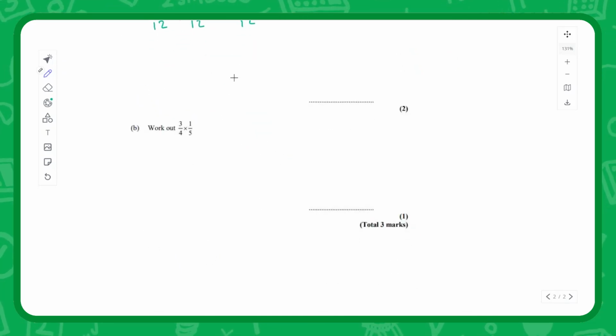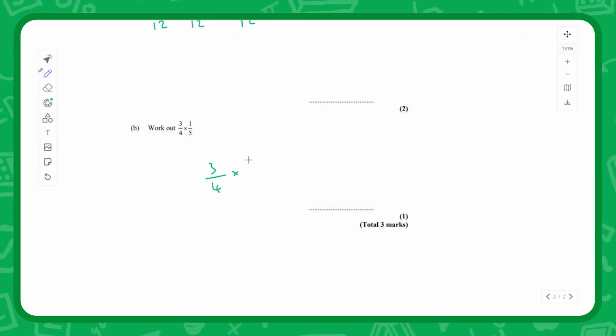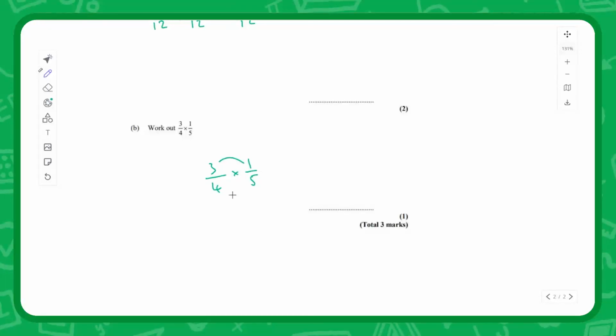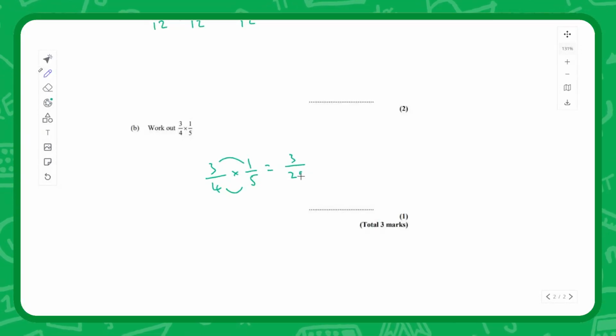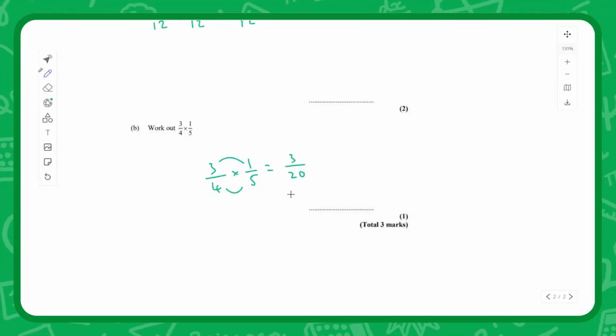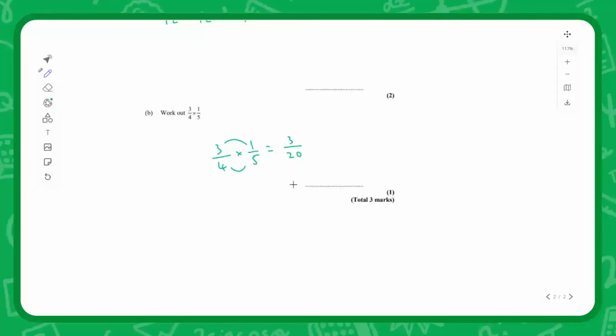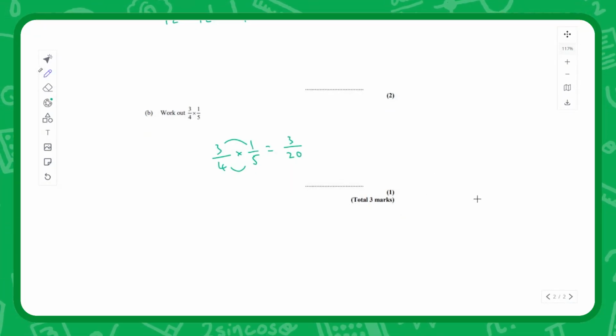Right, final question. 3/4 times 1/5. 3 over 4 times 1 over 5. We just do top times top, bottom times bottom. We get 3 over 20. And it is really simple as that. Timesing fractions is counterintuitively the nicest one to do. And that is the end of all fractions.